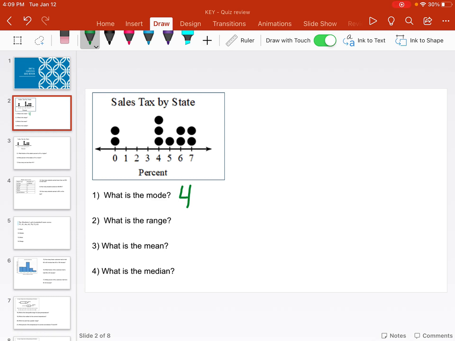What's the range? Remember, range is how spread out the data is. So your biggest number minus your smallest. So 7 minus 0, which is 7. So my range is 7.